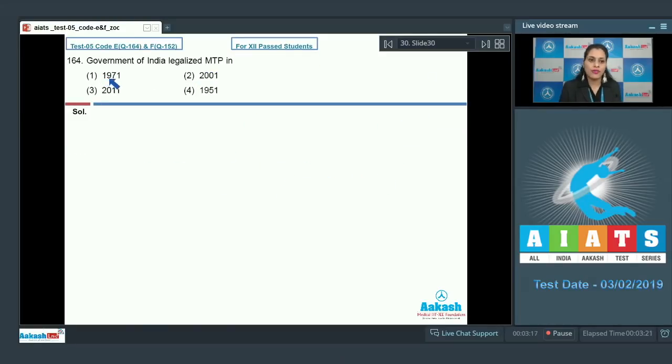Question number 164. Government of India legalized MTP in, and this is a direct question from your NCERT book. The correct answer is option number 1, 1971. Whereas the other three options, that is 2001, 2011 and 1951, are the incorrect options.